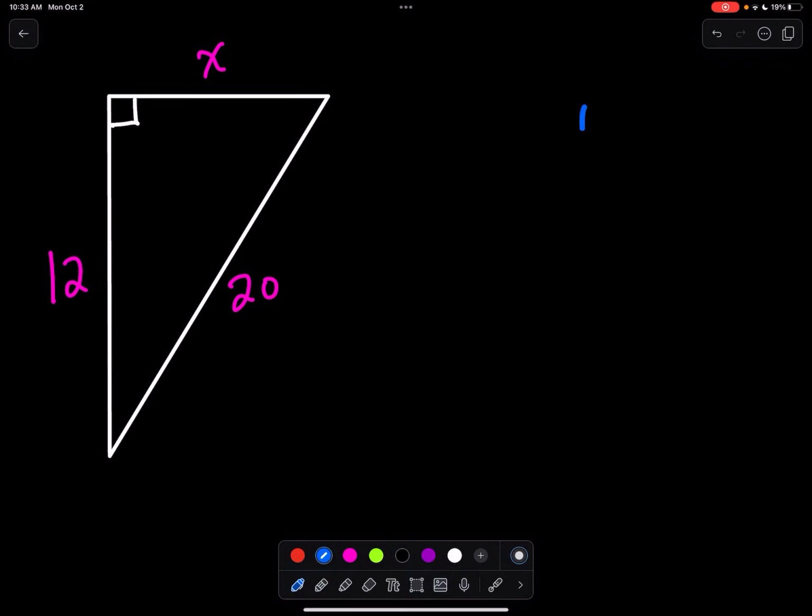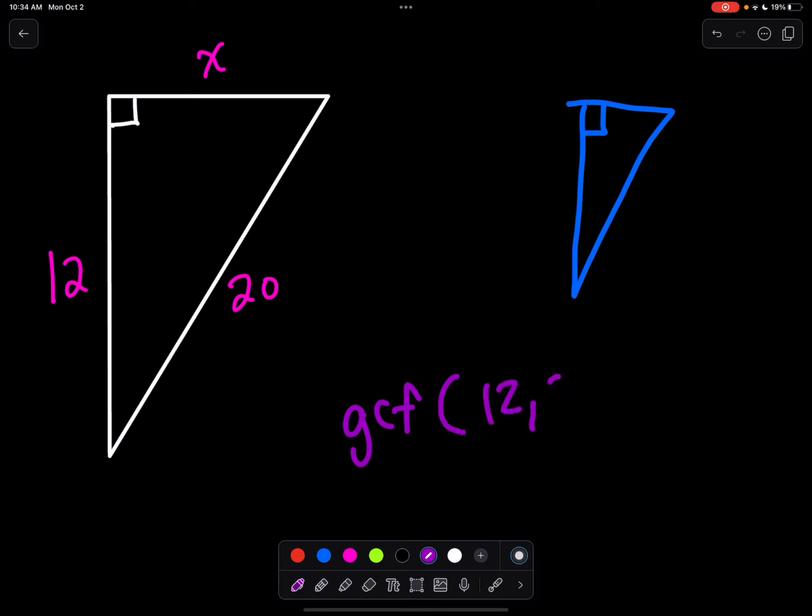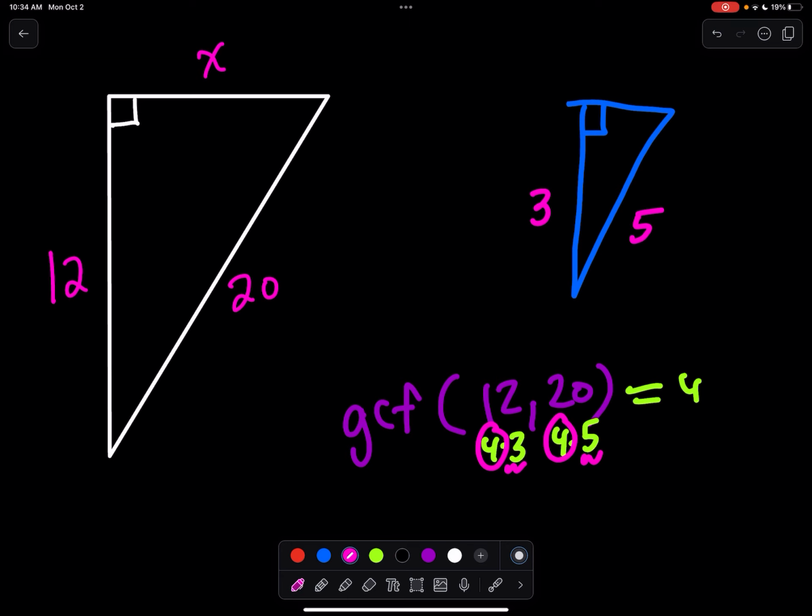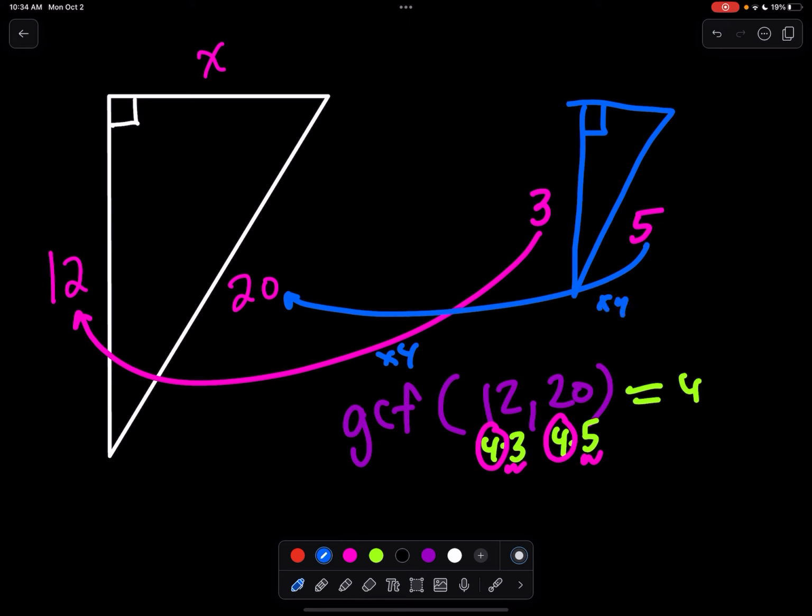Now, if you want, I'll draw this right triangle as well. But really, behind the scenes, you're asking yourself, what is the greatest common factor between 12 and 20? What's the biggest number that goes into 12 and 20? And that's 4. 4 times 3, and then we have 4 times 5. It seems like both sides are scaled by 4. What's the leftover? There could be a 3 here and a 5 here. 3 scaled up by 4 makes 12. 5 scaled up by 4 makes 20.